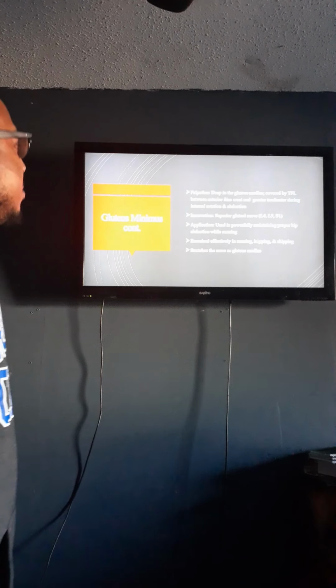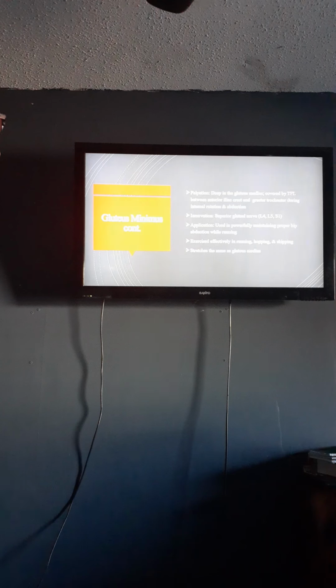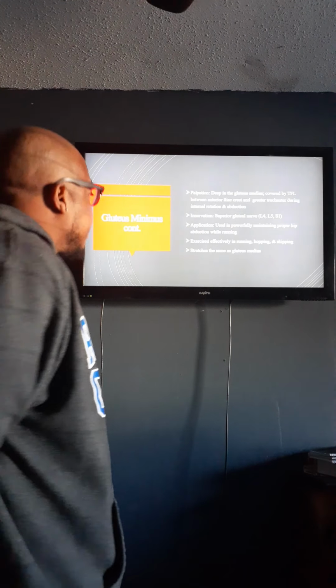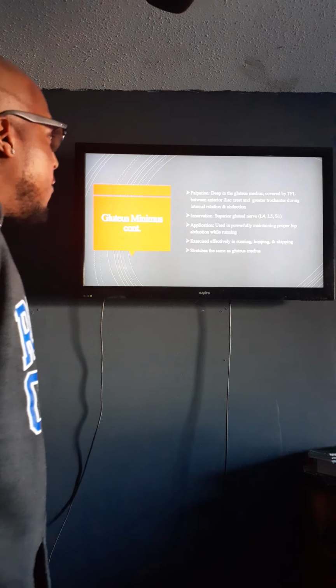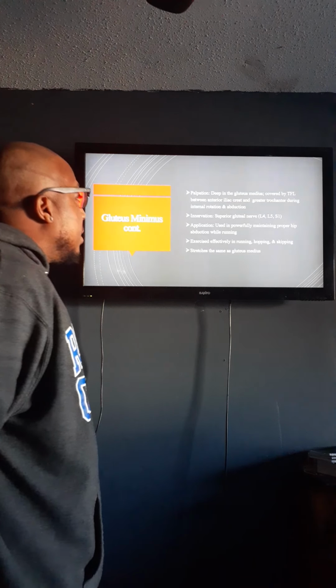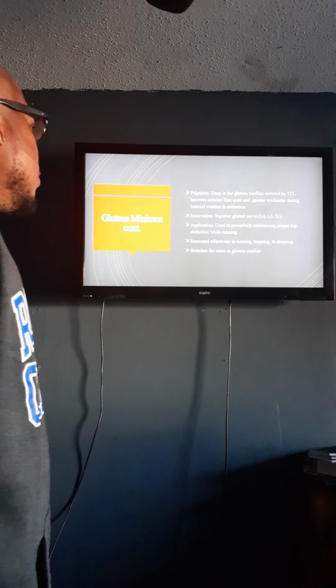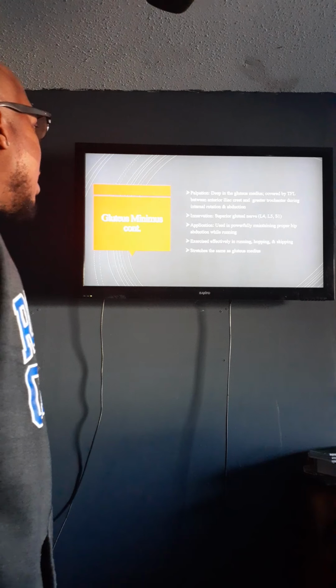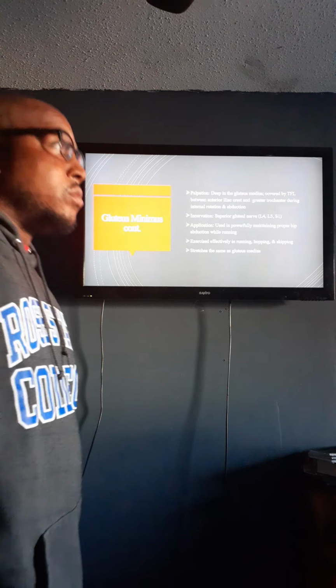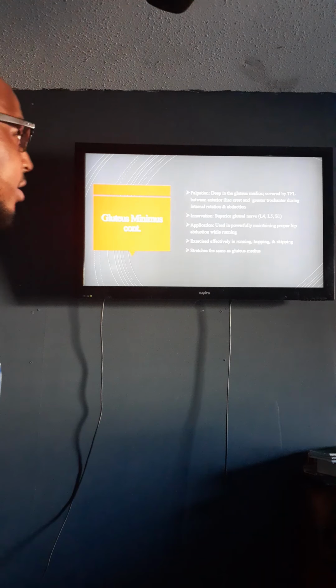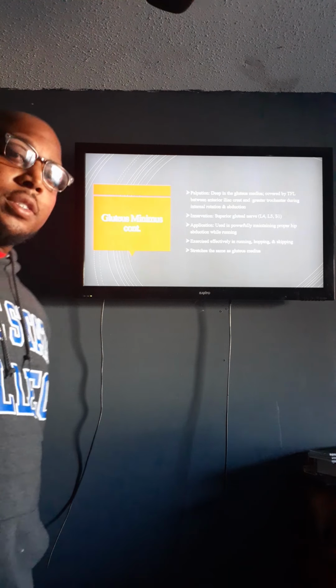Palpation. Deep to the gluteus medius, covered by the TFL, between the anterior iliac crest and greater trochanter, doing internal rotation and abduction. Innervation, superior gluteal nerve, L4, L5, and S1. It's used in powerfully maintaining proper hip abduction while running. So again, these muscles are what get you running strong and walking well as well.